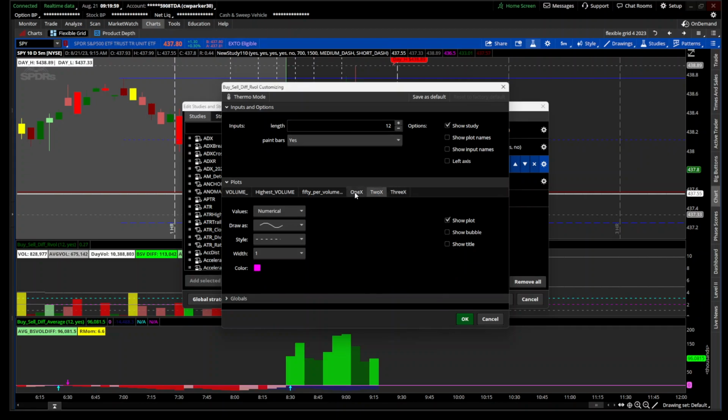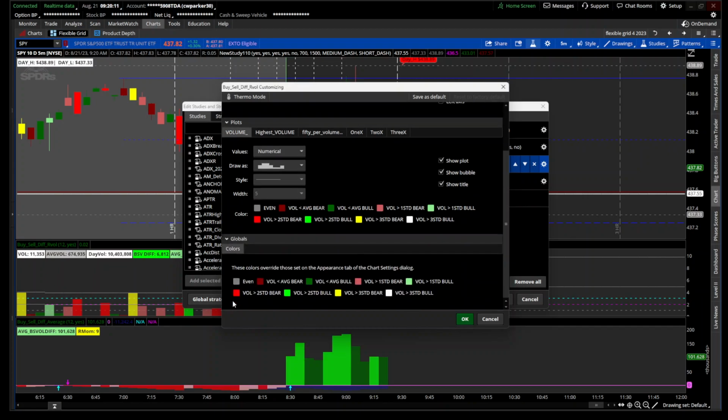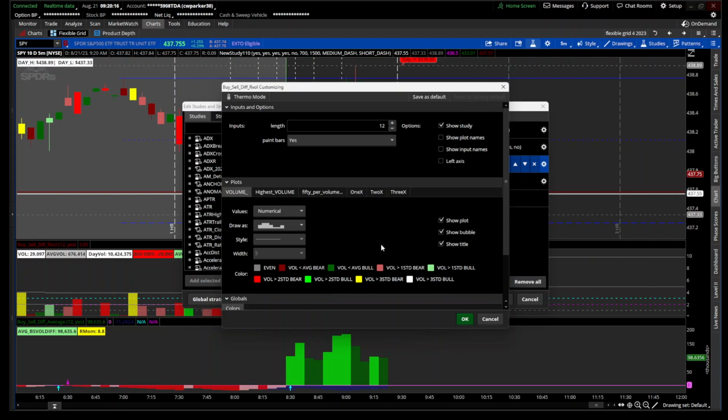Here's 3, 2, 1. Those are the lines that are actually out there. This indicates this is the highest difference between buying and selling, and this is 50% of that. And this is your actual volume. You can come down here. You can change the colors. You can change any of this stuff. So my indicator is fully customizable.